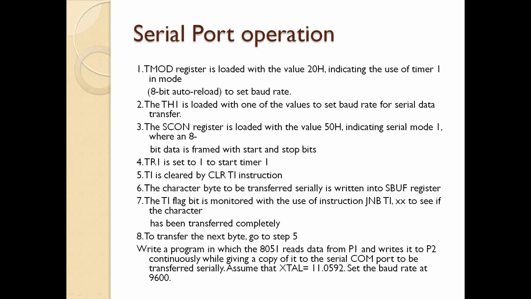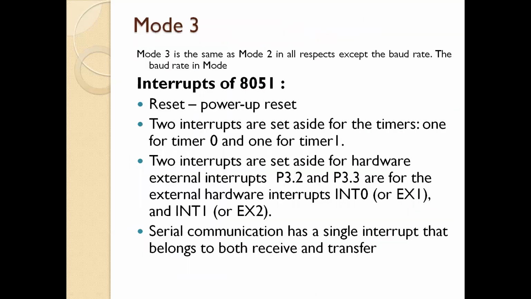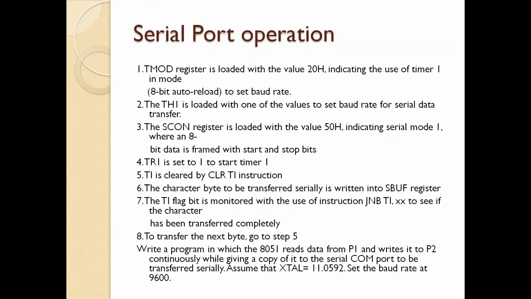What are the values to be loaded? We'll be seeing in the next slide. Future slides, sorry. That slide is not there. We'll see later. So if you load with -3, it will be 9600. If you load with -6, it will be 4800 baud rate. So for different baud rates, there are fixed values to be loaded in TH1. So in these first 2 steps, we are fixing the baud rate. And the SCON register is loaded with 50H, indicating mode 1, 8 bits of data we are sending.